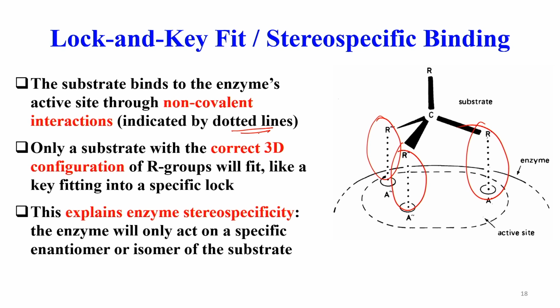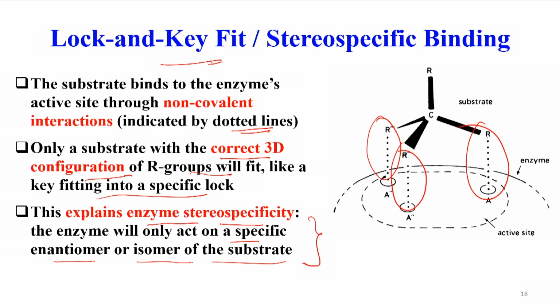So the dotted lines you can see are non-covalent interactions. Only a substrate with the correct 3D configuration of R group will fit, like a key fitting into a specific lock. In fact, this also explains enzyme stereospecificity. The enzymes will only act on a specific enantiomer or isomer of the substrate. We will discuss this part further when we discuss the design of inhibitors of enzyme catalysis. But as of now, enzyme catalysis works as a lock and key model.